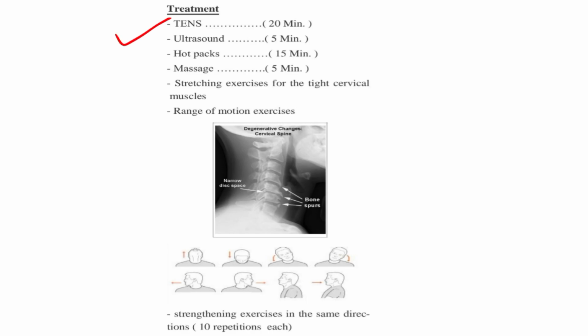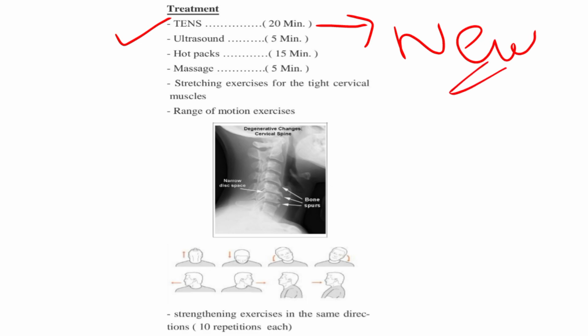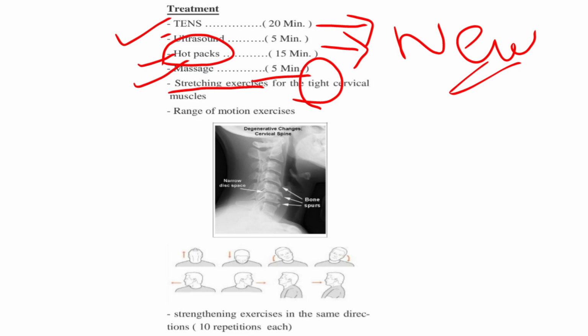In the treatment we can use TENS, transcutaneous electrical nerve stimulation, for almost 20 minutes. If there is nerve root involvement, we can use ultrasound for 5 minutes. We can use hot packs for 15 minutes, because when the muscles are tightened, hot packs help to relax the muscles. We can also use massage therapy for 5 minutes. Always remember, if there is tightness in the cervical muscles, we can go for stretching exercises. Range of motion exercises are also helpful.